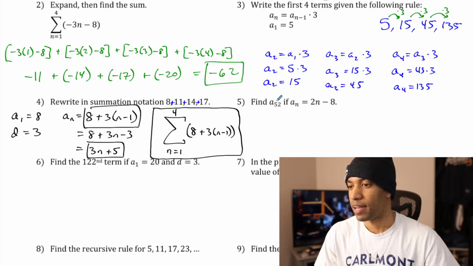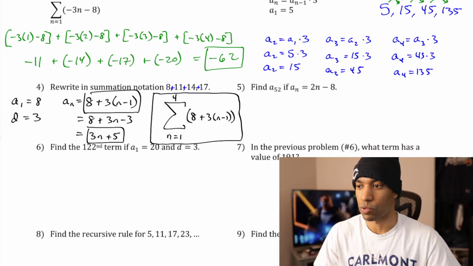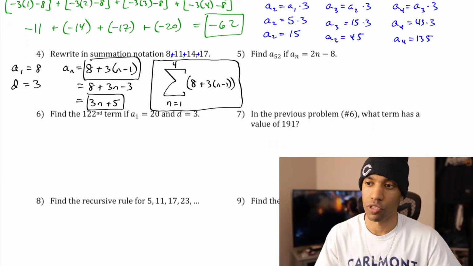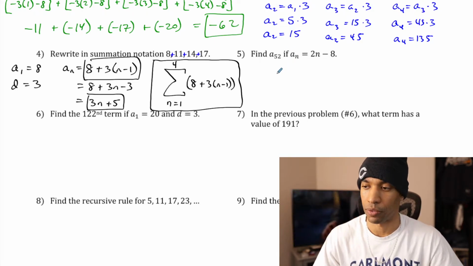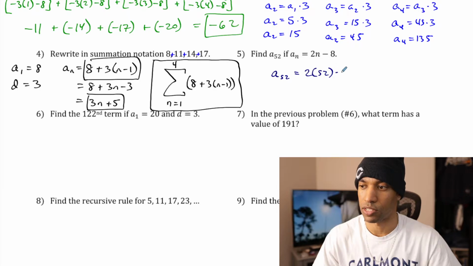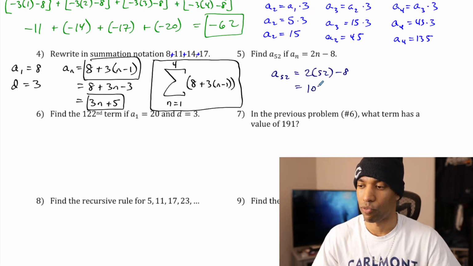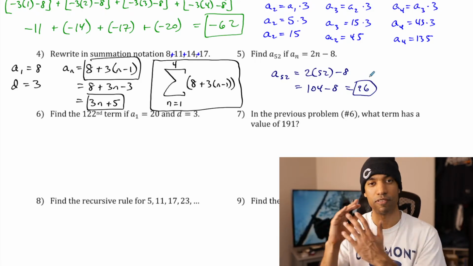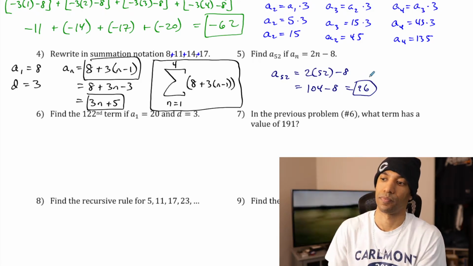All right, find a sub 52 if a sub n equals 2n minus 8. All right, substituting 52 for n. I'm not going to spend a lot more time lingering on that. So a sub 52 equals 2 times 52 minus 8, which is 104 minus 8, which is 96. That's it. The value of the 52nd term is 96.